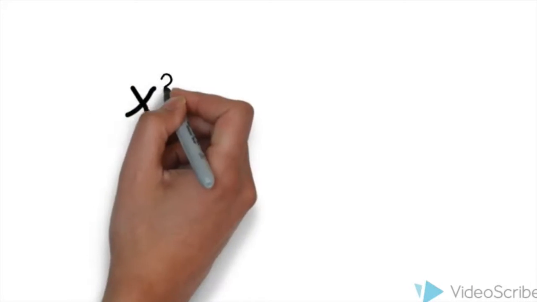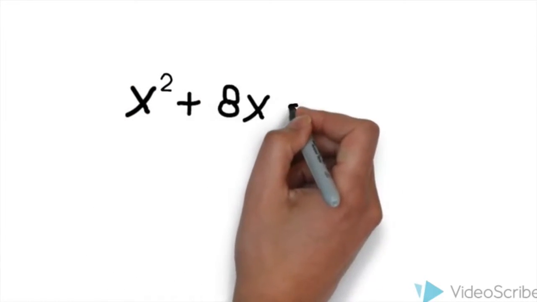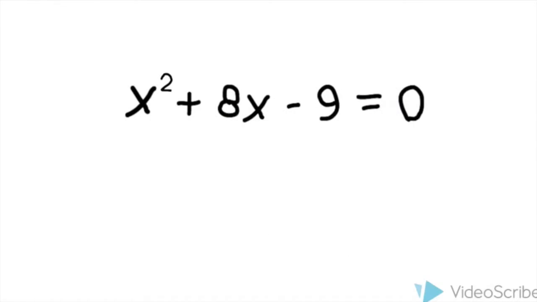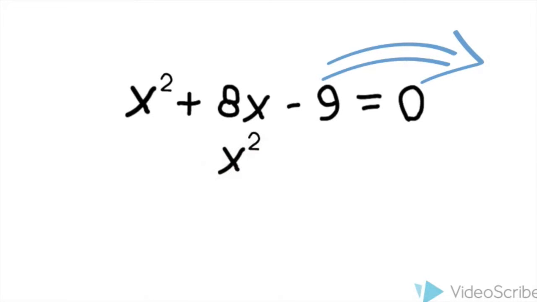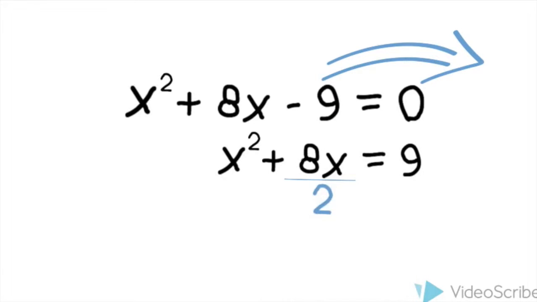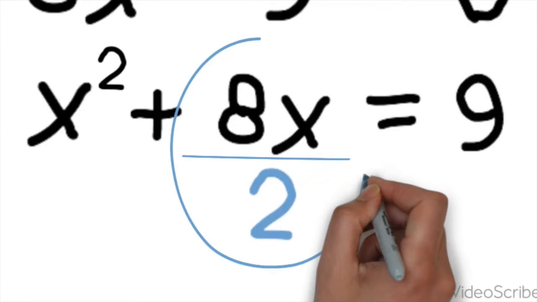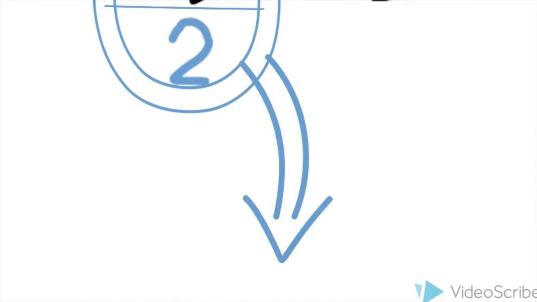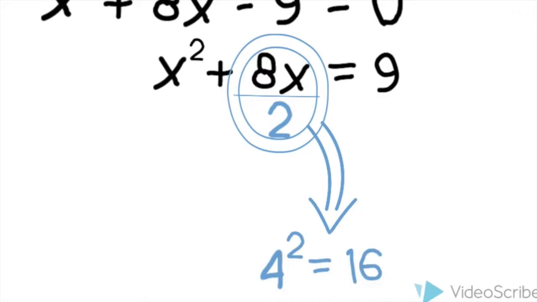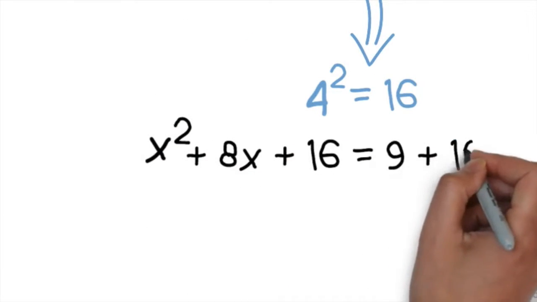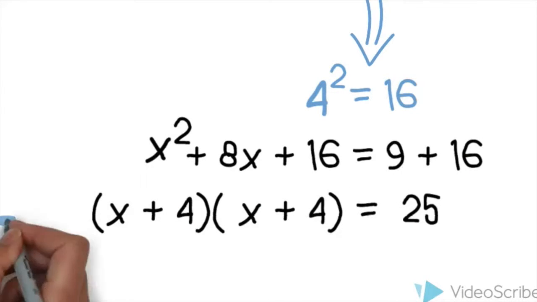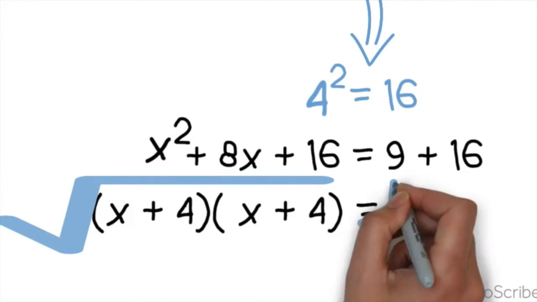Another example would be x squared plus 8x minus 9 equals 0. Move the loose constant to the other side, giving you x squared plus 8x equals 9. Divide the middle term by 2. Here, the middle term is 8, so the answer will be 4. Square 4, giving you 16. Add 16 to both sides of the equation. Using the factoring earlier, factor the left side and simplify the right.